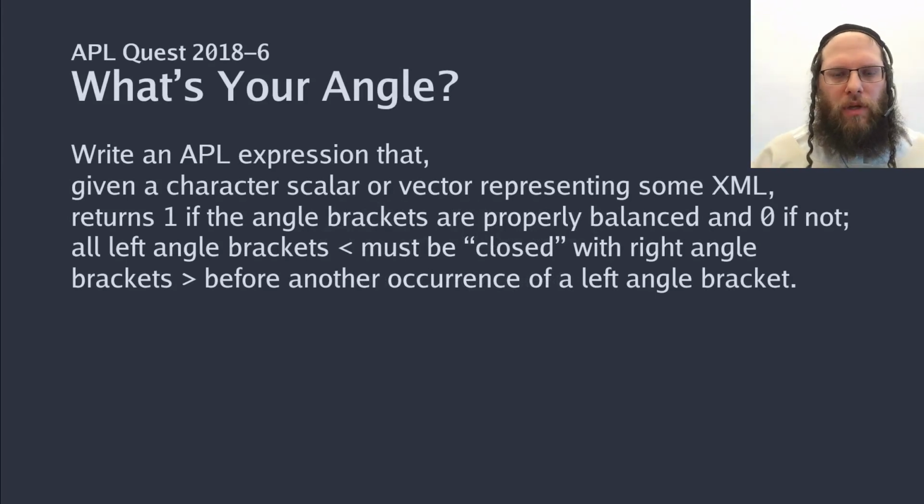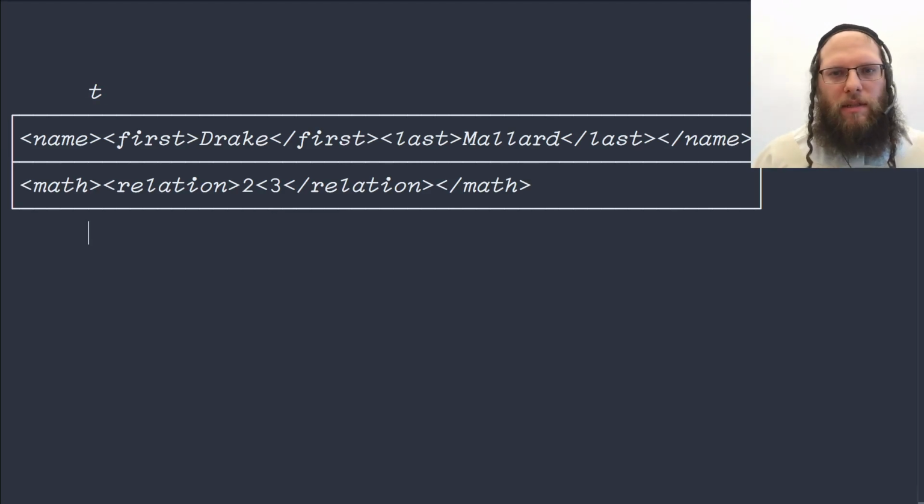We're going to do a very simple test of validity of some XML. It's not a full test at all. We're just checking whether the angle brackets are matched. Here's some test data that we can work on. The first one is valid, and the second one is not valid.